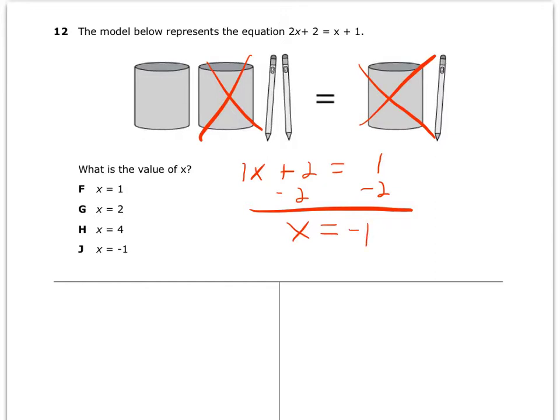Negative 1. Alright, and we can plug that in. What's 2 times negative 1? Negative 2. And then negative 2 plus 2?